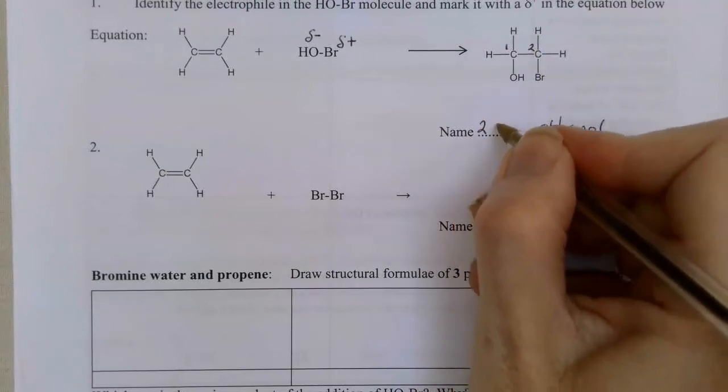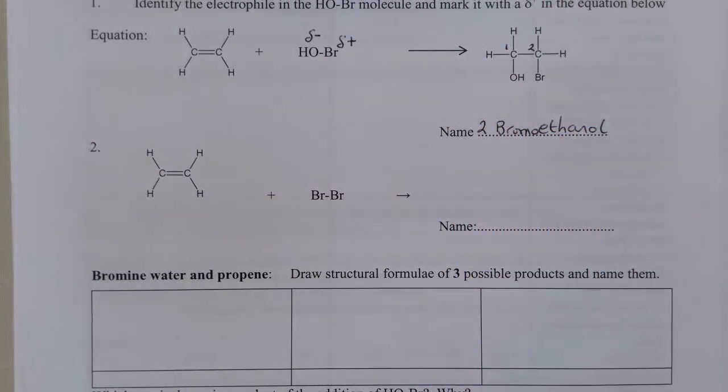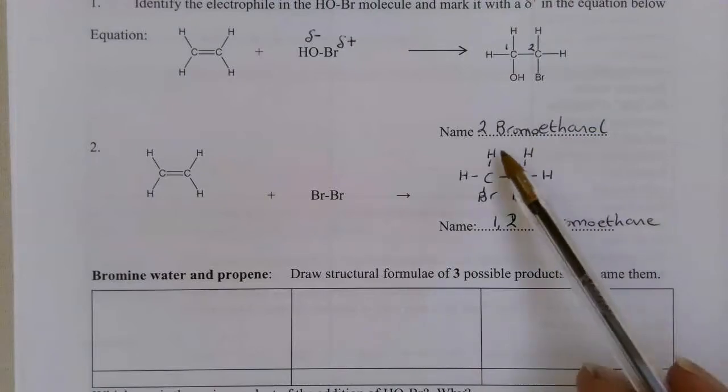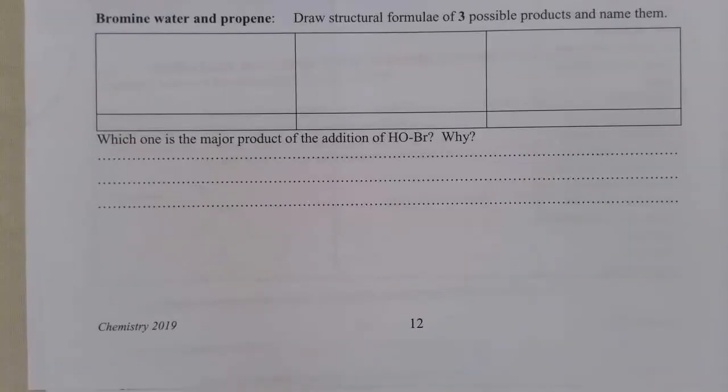So this is 2-bromoethanol. And the other product is my 1,2-dibromoethane, which we've seen before. So with bromine water and propene, remember propene is an unsymmetrical alkene, there are 3 possible products.